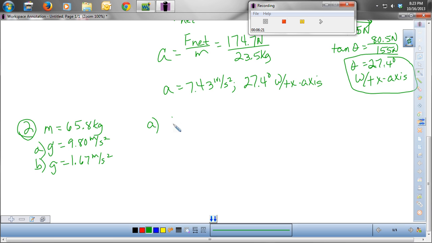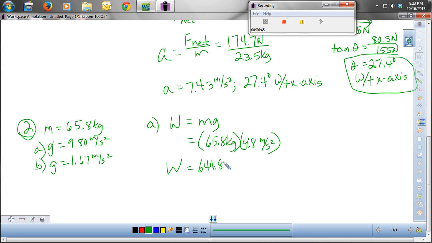So the formula for weight is weight equals mass times gravity. I will give you the formulas on the test. Mass is 65.8 kilograms. Gravity is 9.8 meters per second squared. So the weight that I have right there, when I did the math, I got 644.84. But when you look at the significant digits, that rounds off to 645 newtons.